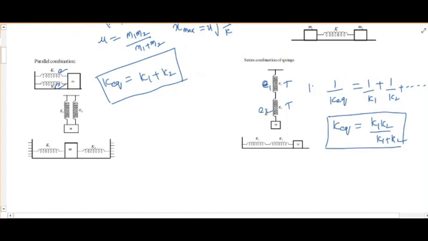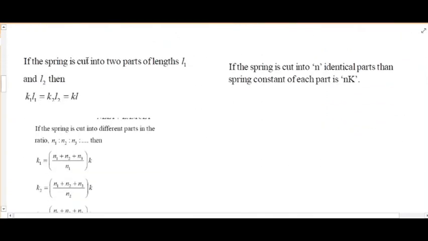This is about springs connected in parallel and series, and a spring cut into parts. If a spring is cut into two parts of lengths L1 and L2, the spring constant is inversely proportional to its length. Therefore, K is proportional to 1 by L, so K into L is equal to a constant. That means K1 L1 = K2 L2 = K L.